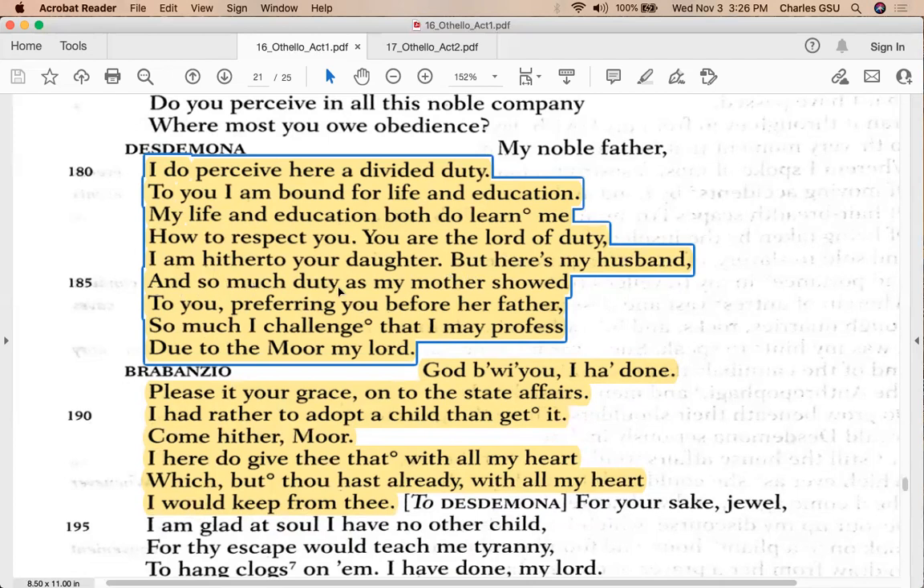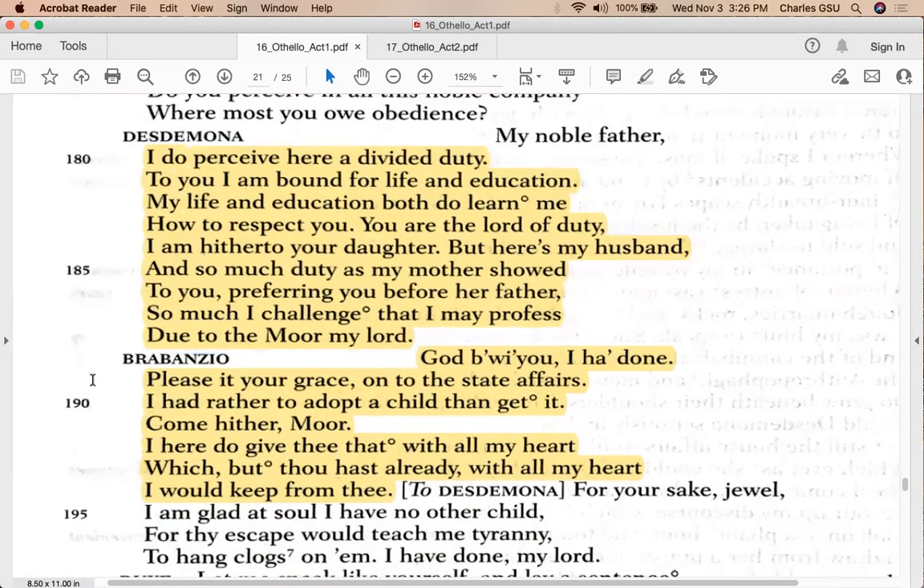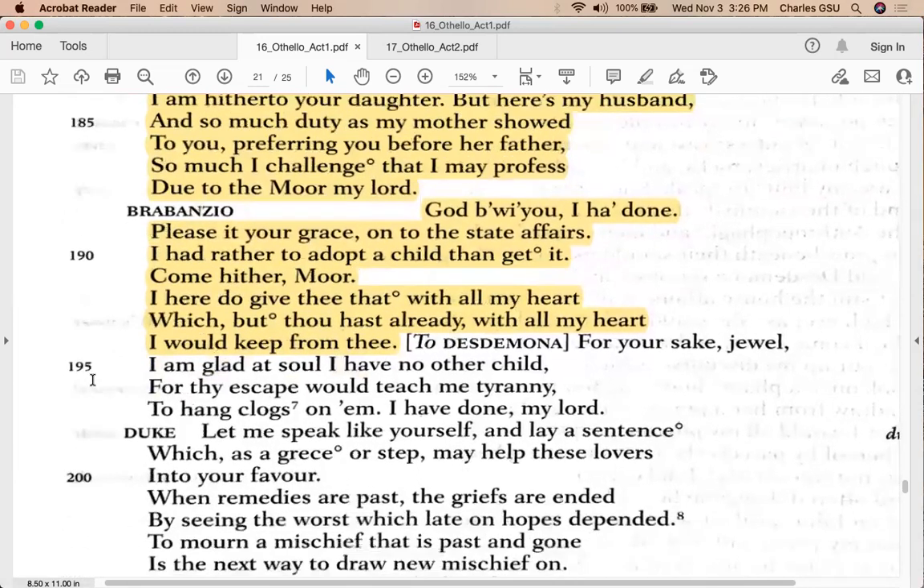And so much duty as my mother showed to you, preferring you before her father, so much I challenge that I may profess due to the Moor, my lord. In other words, my mother, whom you married and who produced me, had to leave her father and marry her husband, and was loyal to you as her husband. So she's using logic that Brabantio doesn't want to hear.